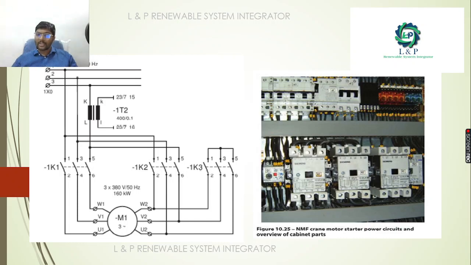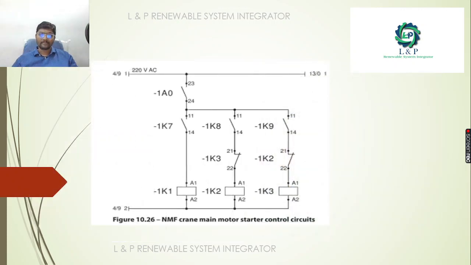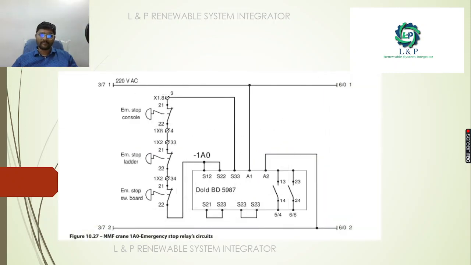So if you want to control the crane motor using the starter power circuit, this is how it looks like. Okay, this is a wiring diagram. This is the main motor starter control circuit of a crane.